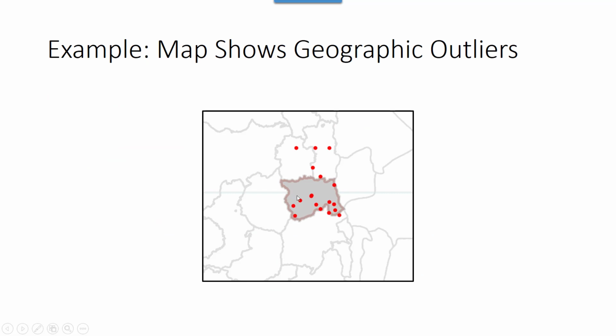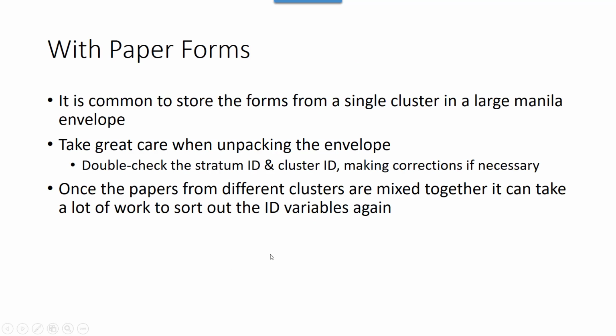Here's an example of a stratum mapped in gray, and where we expect the cluster latitude and longitudes to fall within the stratum boundaries. And we see for the most part they do, but there are several here that fall outside the boundaries. So we're going to need to check and see, do these represent survey responses from other clusters that were misentered? Does it represent a problem with the quality of the GPS latitude-longitude data? It's not clear from the map what the problem is, but it's clear that there is some sort of problem here with data quality. And so we can sometimes use geographic information to help with the ID variables.